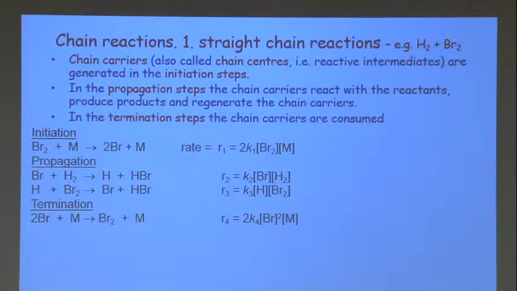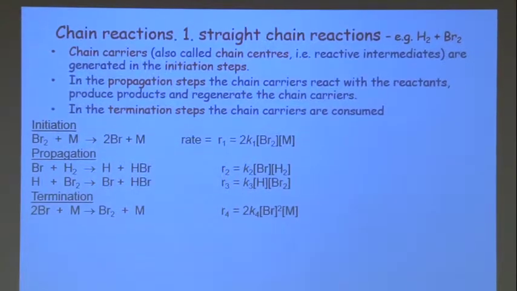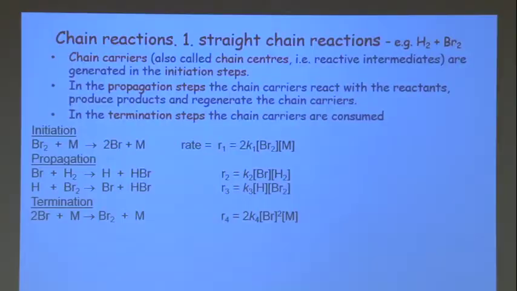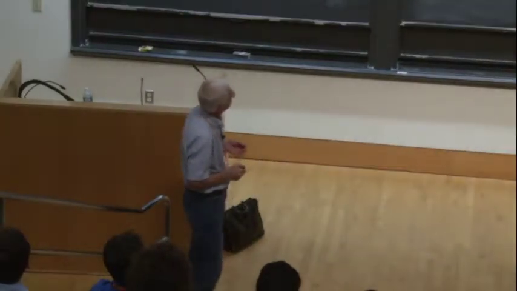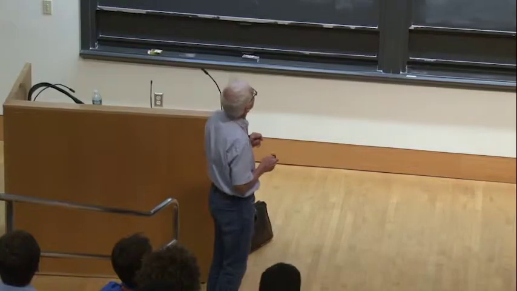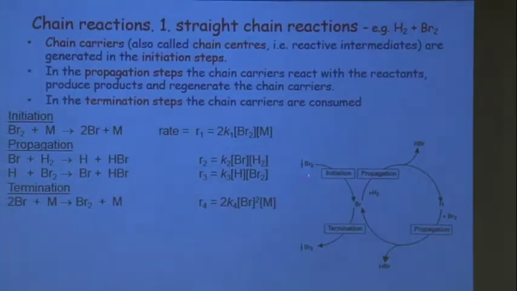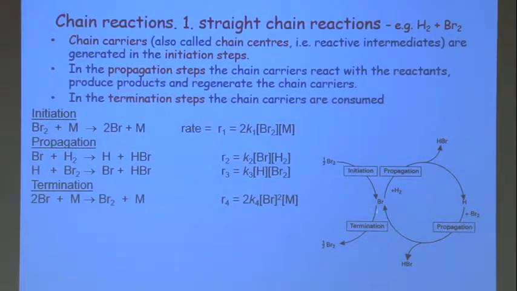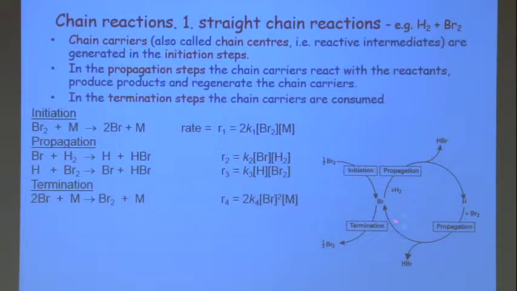And then finally, termination involves bromine atoms reacting together to form Br2. As we'll see, the concentration of hydrogen atoms is very small, and so they don't react together at anything like the same rate. So this is what the chain reaction looks like. Initiation, forming bromine, termination, removing bromine, and then these cyclic reactions here, Br generating H and HBr, and H generating Br and HBr. And these are the links in the chain, the propagation links in the chain.